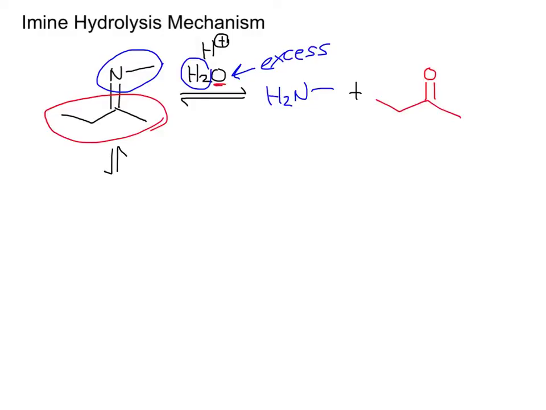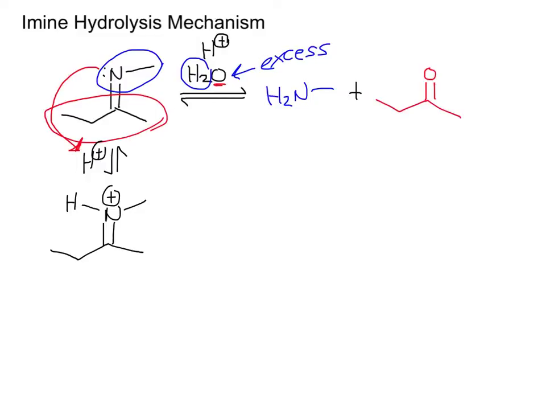Now the conditions for this are acidic. So we have a proton, and we need something to protonate, and what we have here is the lone pair on this nitrogen of the imine. So that lone pair is going to grab the proton and protonate the imine. We still have the methyl, but now we have a hydrogen, and this nitrogen is now positively charged. It doesn't have its lone pair anymore.